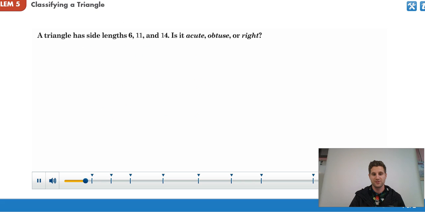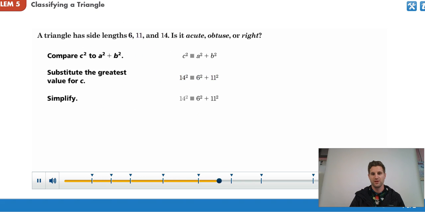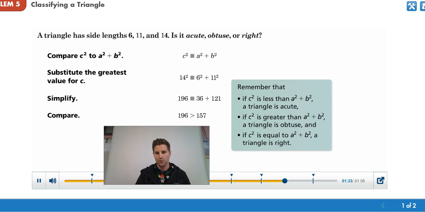And let's just walk you through this real quick. So they go ahead and sort it all out, put the numbers in. Look, they did the box just like me, and we see that it's greater than, and here it all is right here. Here's our remember portion, and it says if C is less than, it's acute. If it's greater than, it's obtuse. If it's equal, it is a right triangle.